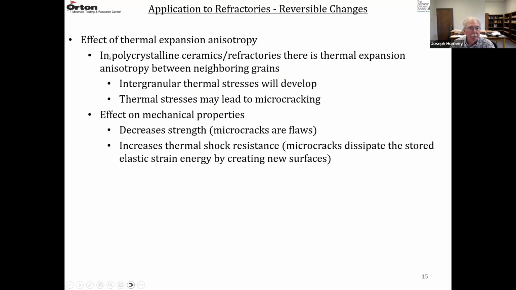So in polycrystalline ceramics or refractories, there's thermal expansion anisotropy between the neighboring crystal grains. You have intergranular thermal stresses that develop. And when these stresses develop, if they're high enough, they'll lead to microcracking. I already mentioned that microcracks decrease the strength, but they also dissipate stored elastic strain energy, and they improve the thermal shock resistance. So in general, a refractory that's thermal shock resistant is not going to be the strongest material.